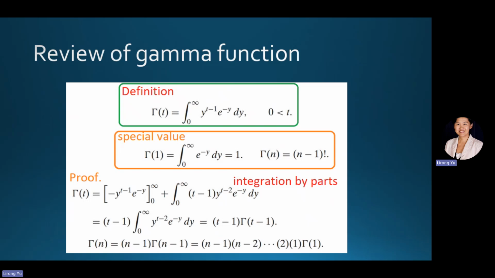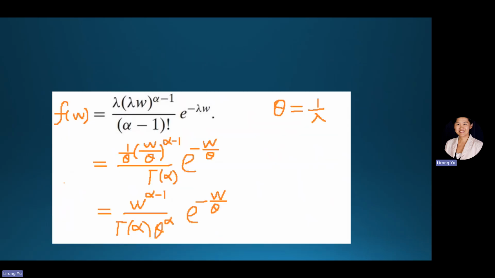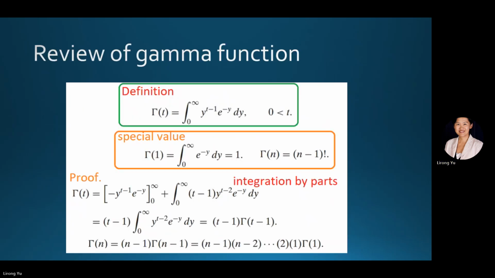Any question? We'll review. You can see the reason that we are using gamma as a distribution name: the gamma function integrand is y to the t minus 1 times e to the negative y. You see exactly the same thing in our density function. This is e to the negative t, and here is the polynomial. So this is all the reason there.